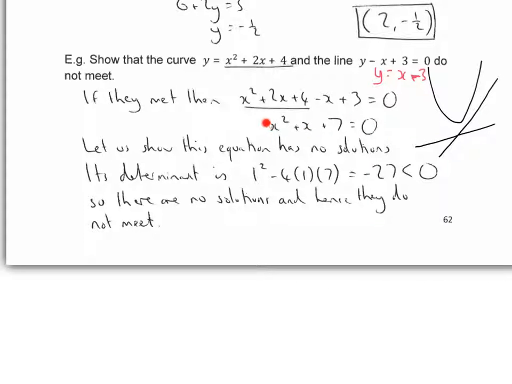So if you want to investigate a quadratic and show it's got no answers, the determinant is the best way of doing that. So if I calculate the determinant of this, I end up getting minus 27. We know from earlier in the course that a negative determinant means that there are no solutions, and so these lines never meet. If they were going to meet, you would go about this method here and you would get answers. I've done the correct method, but got an equation with no solutions, so they do not meet.